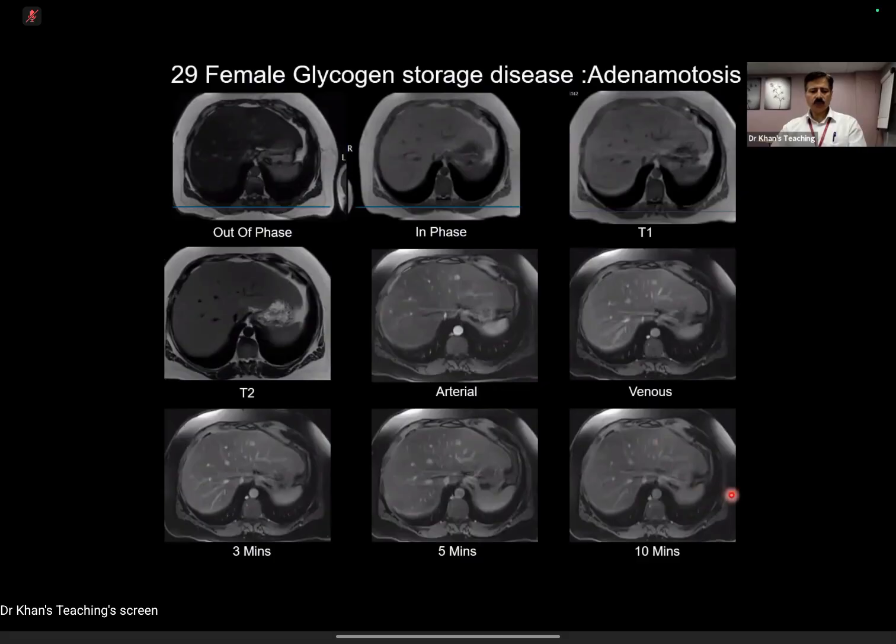Just to make a point that here, this patient is a 29-year-old with glycogen storage disease, and she had 6 adenomas actually, and this is one of them which I am showing you on these slides.